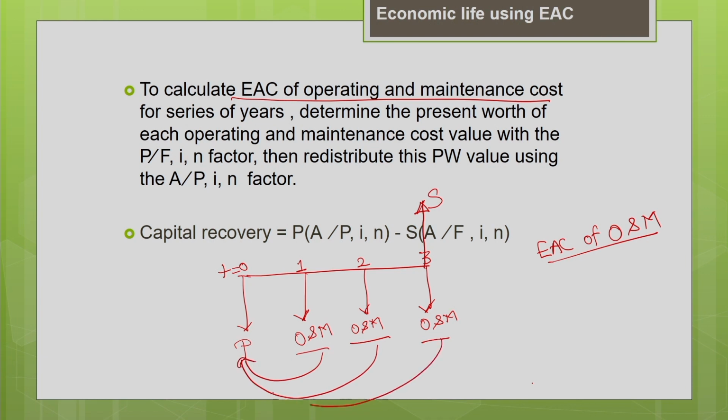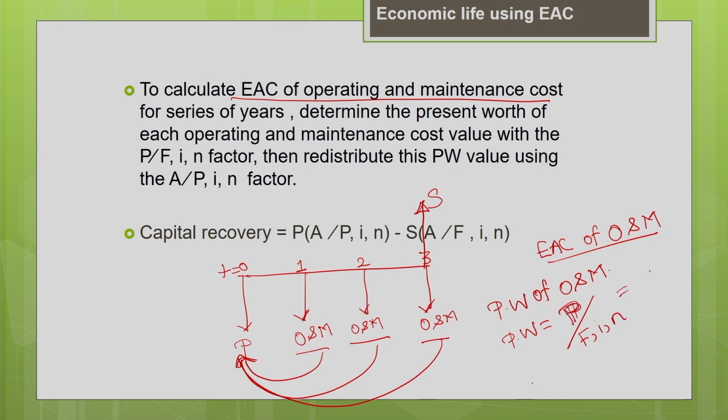We have to convert all these cash flows to time t equal to 0. That means you are going to find the present worth of the operating and the maintenance cost. How to find the present worth? You have to use the present worth factor. So how to find the present worth factor? You need to find P for the given F, i, n. So for the known future value, known interest rate i, and known period, you are going to find the present value, that is the present worth.